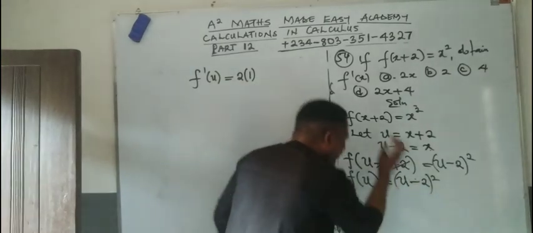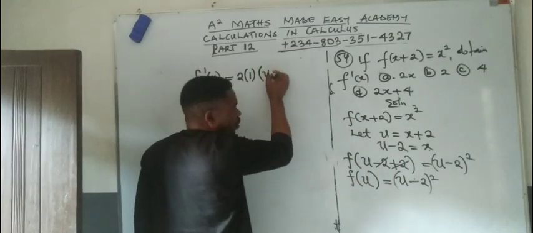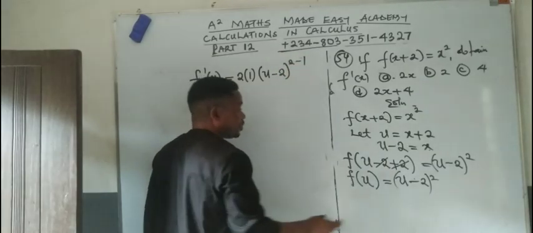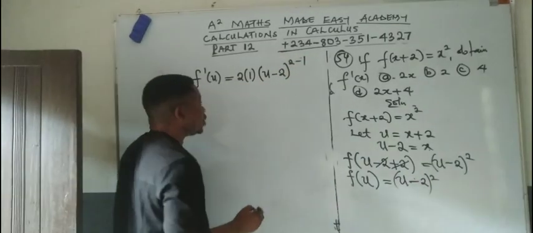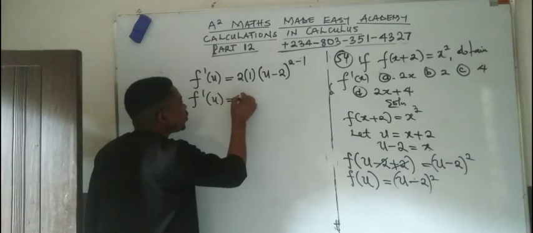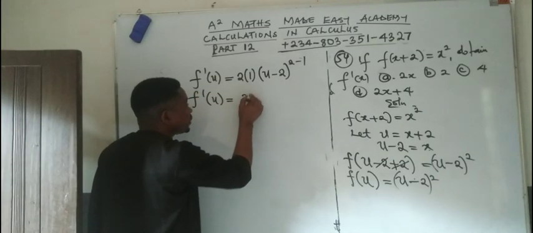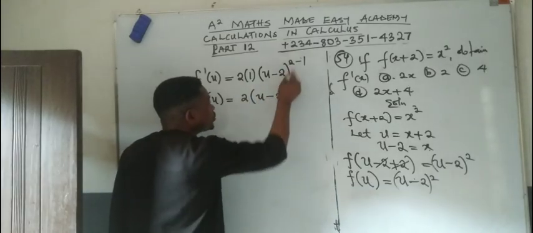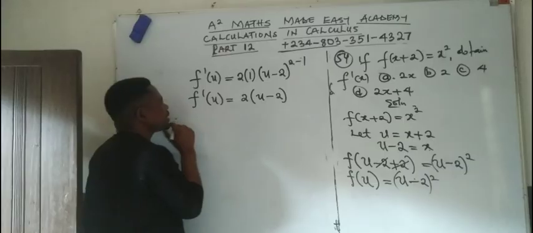Then at the end, repeat the question. What is the question? U minus 2 raised to the power of 2, then introduce minus 1 to the power by the rule of differentiation. I will now continue. F prime of u is now equal to 2 times 1, which gives 2. Open the bracket. This is u minus 2 raised to the power of 1. Something is about to happen.